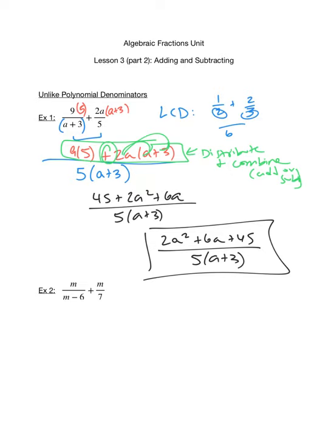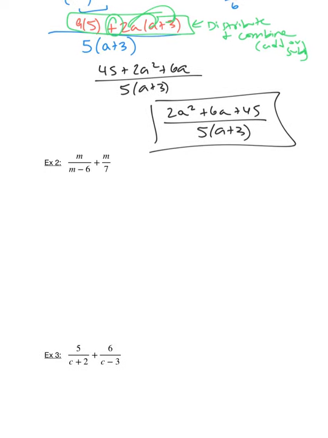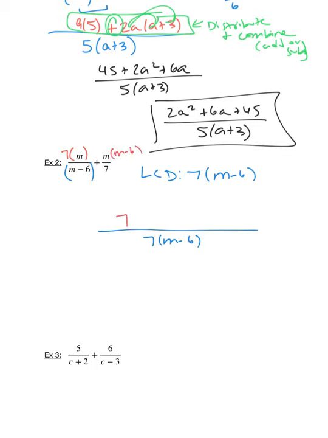I'm going to go to example 2. Same idea. You have a denominator of m minus 6 and a denominator of 7. So your LCD, your least common denominator, will be 7 times m minus 6. So I'm going to set up one big fraction, 7 times m minus 6. The first fraction, the numerator would have to get multiplied by 7. And the second fraction, the numerator would have to be multiplied by m minus 6. So I'm going to set up 7m plus m times m minus 6 in my numerator.